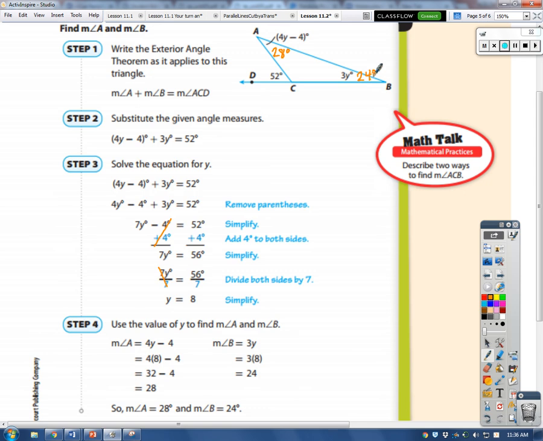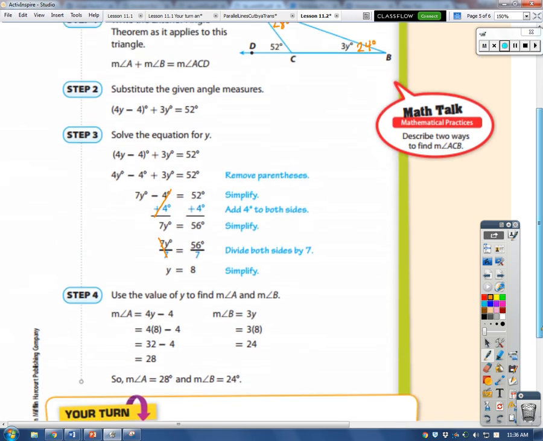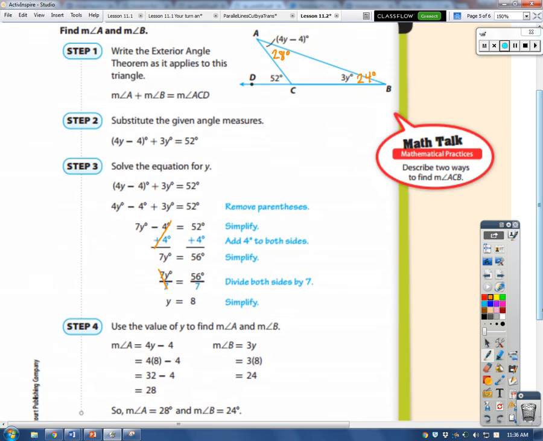And then, what do we know about this missing measure here, angle C? It's going to tell us. Well, we actually don't even have to, it doesn't actually take us there, but let's just go ahead and extend this learning. Like it is here with our math talk, describe 2 ways to find the measure of angle ACB. ACB, that's this last interior angle here. Well, we know that the sum of all 3 of these should be 180. So 28 plus 24 plus the measure of angle ACB should equal 180 degrees.